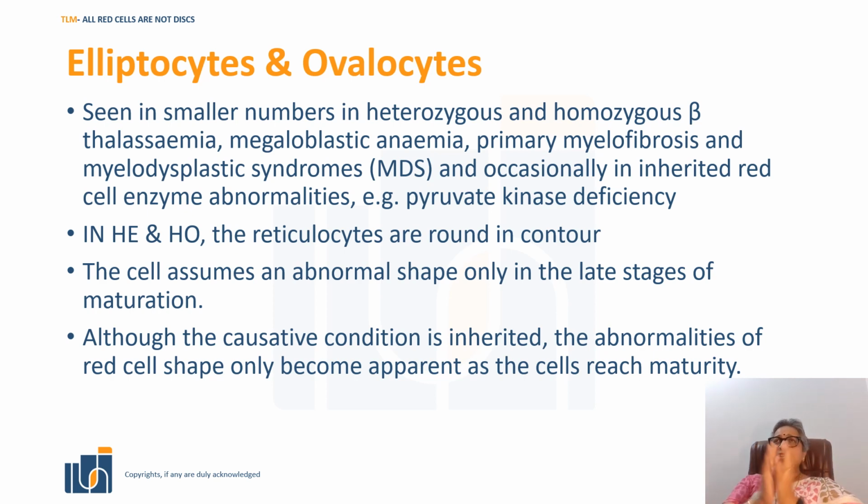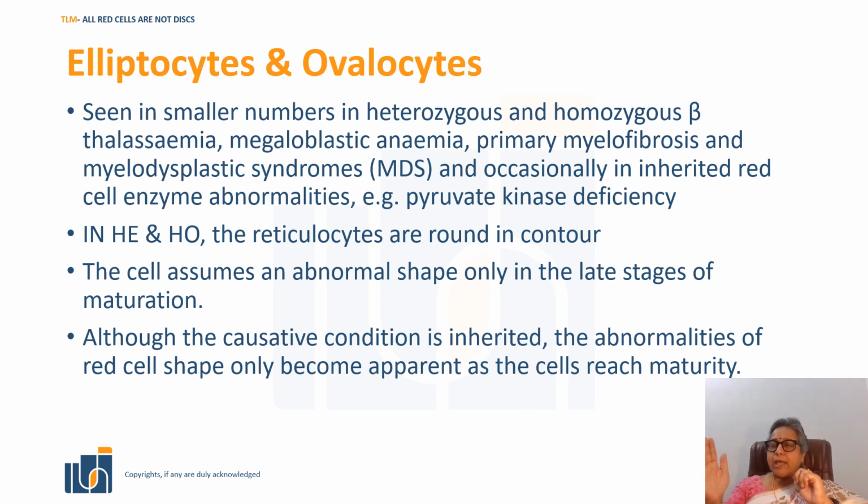Now, we usually take them together, and these are seen in smaller numbers in heterozygous and homozygous beta thalassemia, megaloblastic anemia, primary myelofibrosis, and myelodysplastic syndromes. Occasionally, you're seeing it in inherited red cell enzyme abnormalities like pyruvate kinase deficiency. Now, a point to note is whether it is HE or HO, that is elliptocytosis or ovalocytosis, it is only the mature red cell that is a poikilocyte.